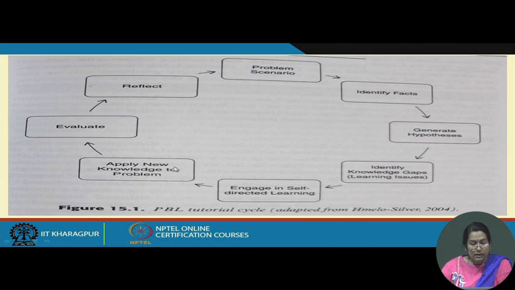Then we evaluate its efficacy, and after evaluation we reflect upon it. With or without modification, whatever we have found to be the most effective one, we again apply it in a future situation. So, these are the steps of the problem solving situation or any problem based learning situation.